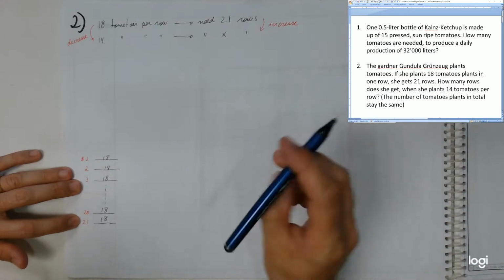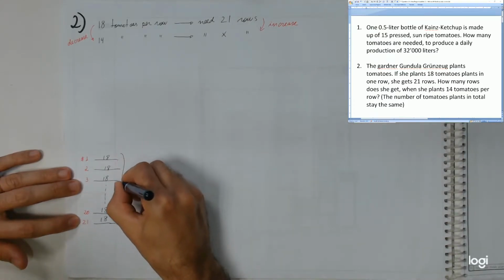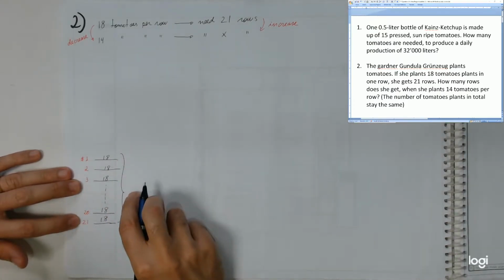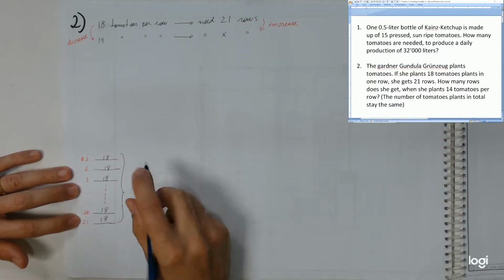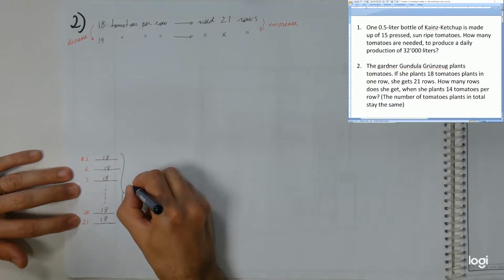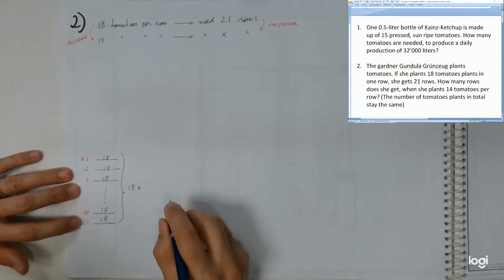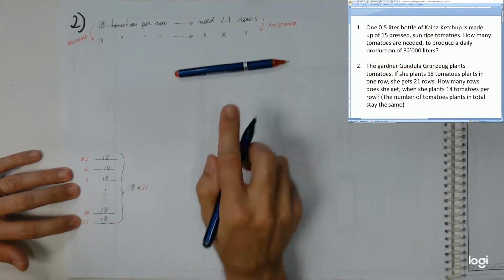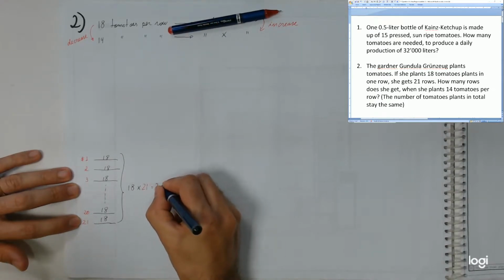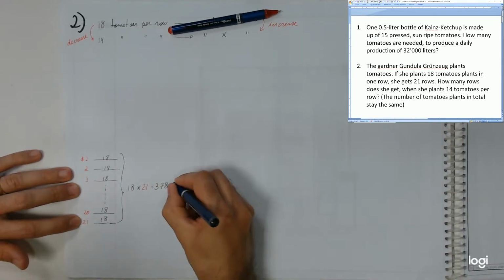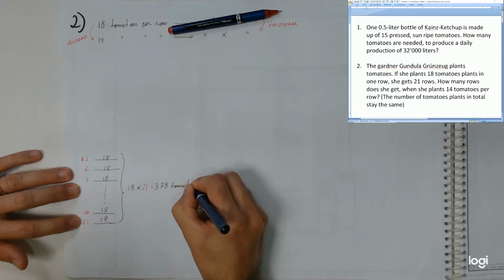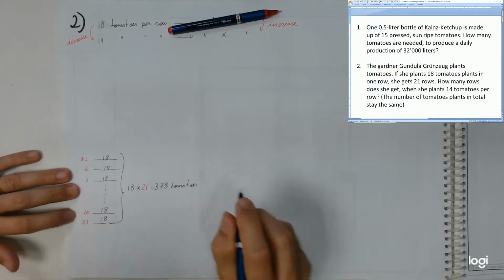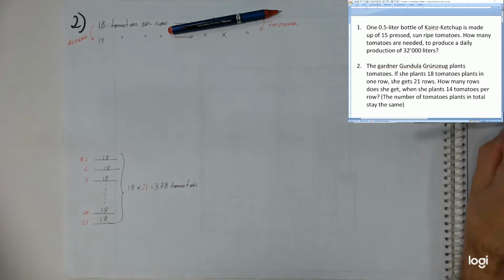So in the end, how many tomatoes did she use? Well, 18 tomatoes per row, a total of 21 rows. In the end, she's going to have 378 tomatoes. No problems? But something is going to happen now.